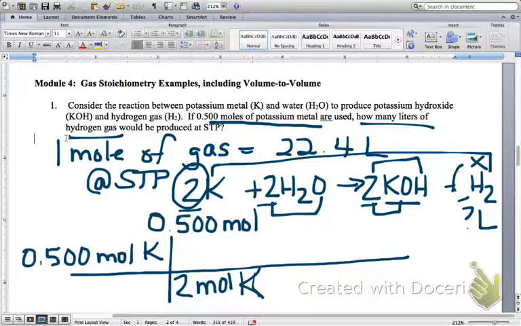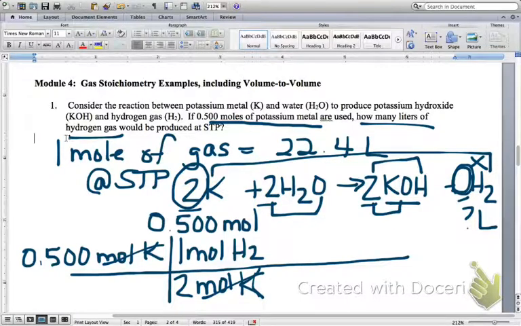And then we need this coefficient over here in front of the hydrogen. What is that coefficient in front of the hydrogen? 1. So 1 mole of hydrogen goes on the top. So now moles of potassium cancels out, and we're left with moles of hydrogen.